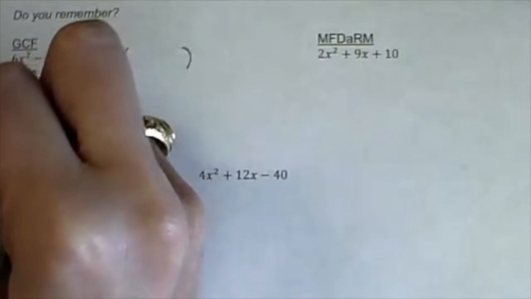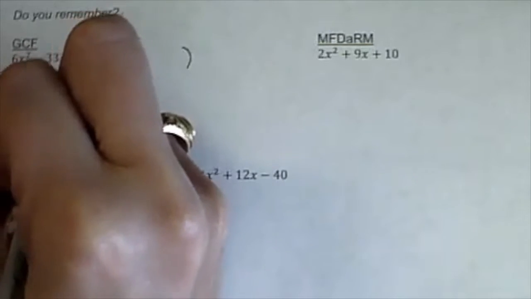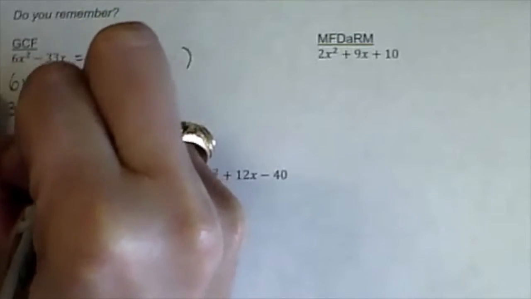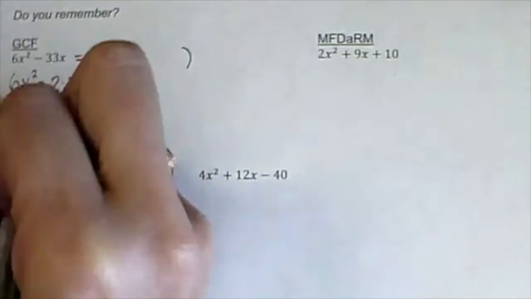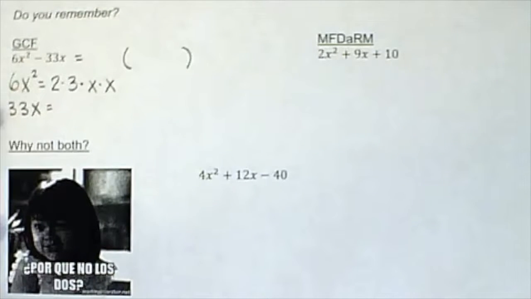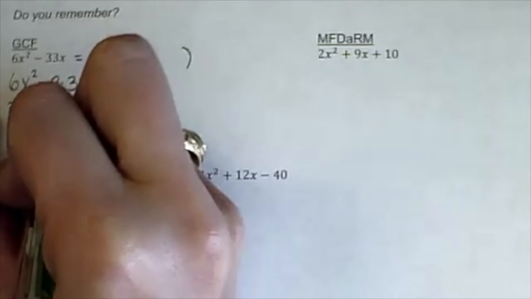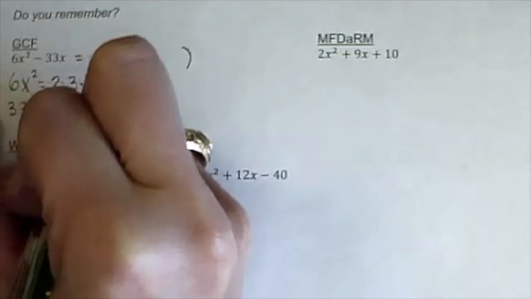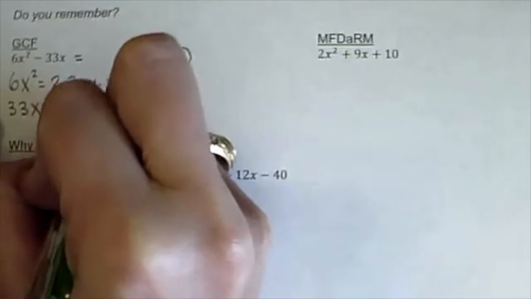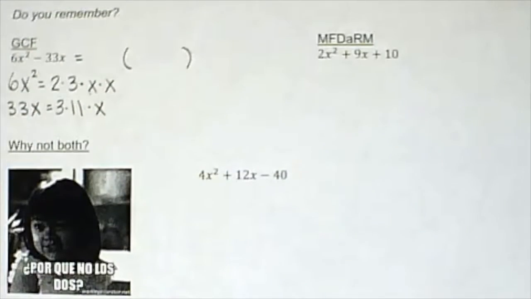To do that, we wanted to think about what multiplied to 6x squared. So to get 6, we would do 2 times 3, and then the x squared would be x and x. To do 33, we might think 3 and 11, which would be good, times x. And we'd go ahead and write that down. I could use my calculator like I have been in MIFDARM if 33 is not a number you're familiar with.